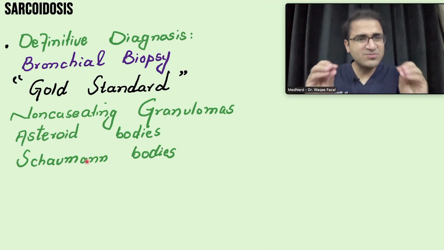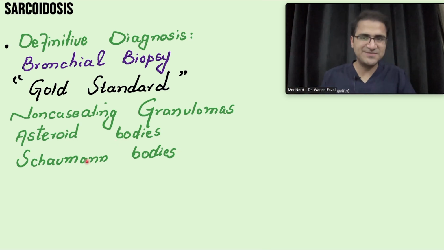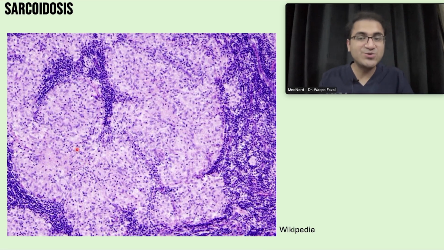These are certain inclusion bodies that are present in these giant cells. This is the histology picture showing non-caseous granulomas. Look at the inflammatory cells, the collection of inflammatory cells and macrophages in it. Now coming to the treatment of sarcoidosis.